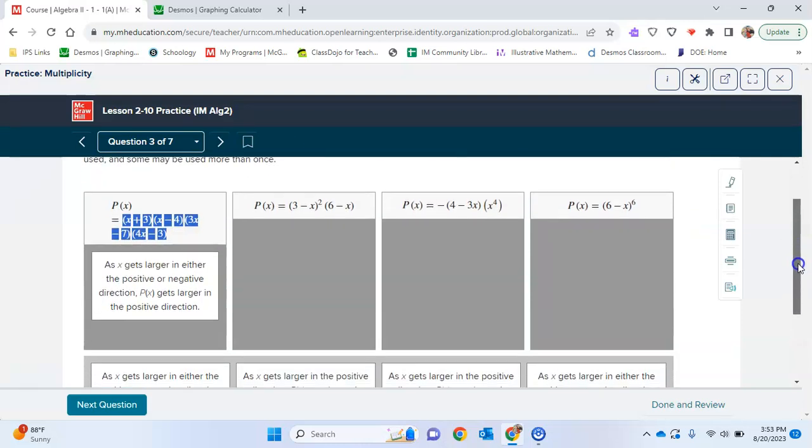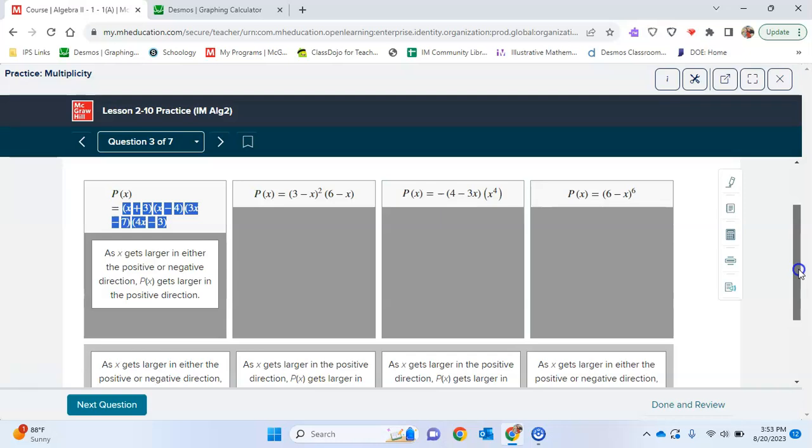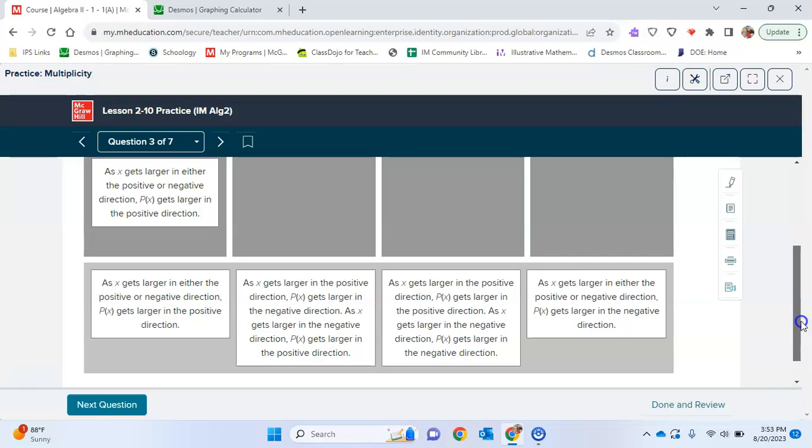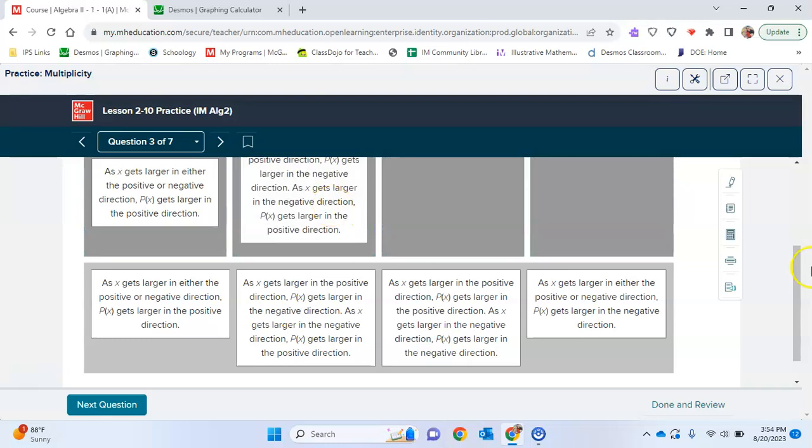P of x equals 3 minus x times 3 minus x times 6 minus x. That'd be negative x times negative x times negative x. That's negative x cubed. Since it is cubed, that means one hand up, one hand down. Since it's negative, that means right hand down. As x gets larger in the positive direction, p of x gets larger in the negative direction, right hand down. As x gets larger in the negative direction, p of x gets larger in the positive. So that is correct. Right hand down, left hand up.